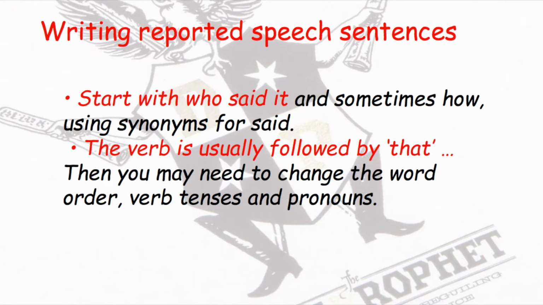To write a speech sentence using reported or indirect speech, you usually start by saying who spoke and how they spoke. This can sometimes be done with a good verb choice, so it's important to know lots of different verbs to use instead of said. For example, whispered, shouted, laughed, cried. The verb is usually followed by that, but it's not always necessary. And then it gets a little trickier.